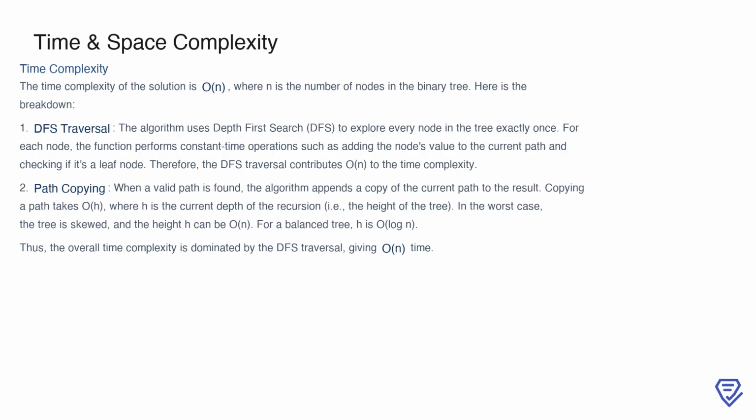Additionally, when a valid path is found, we create a copy of the current path and append it to the result. Copying a path takes O(h), where h is the height of the tree. In a worst-case scenario, such as a skewed tree, the height can be O(n), while for a balanced tree, the height is O(log n). Despite this, the DFS traversal dominates the overall time complexity, making it O(n).